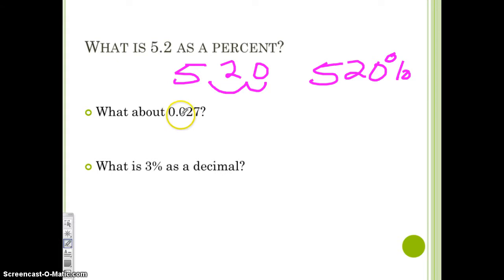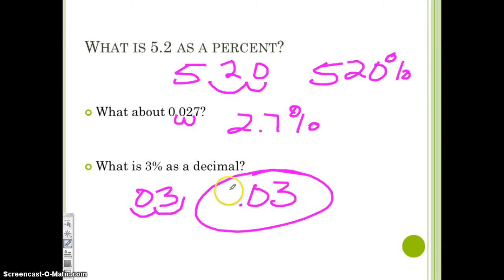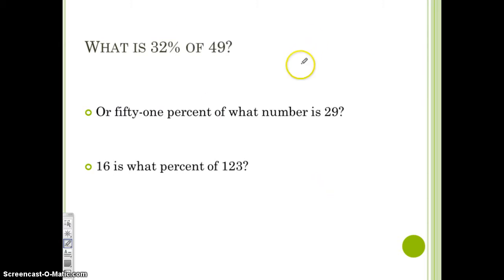What about 0.027? What would that be as a percent? We move the decimal place 2 places. It is 2.7%. What would 3% be as a decimal? We move the decimal 2 places, 0.03. Again, if you have questions, send me a K-mail, stop by Live Help.